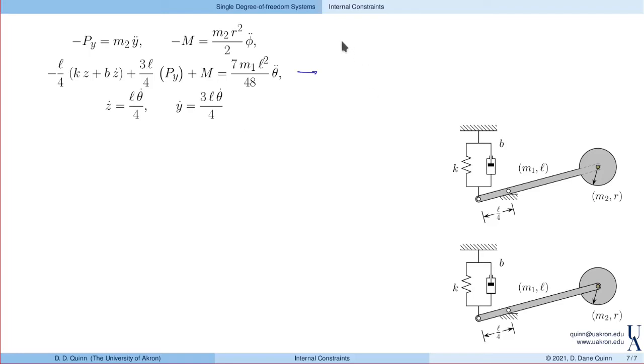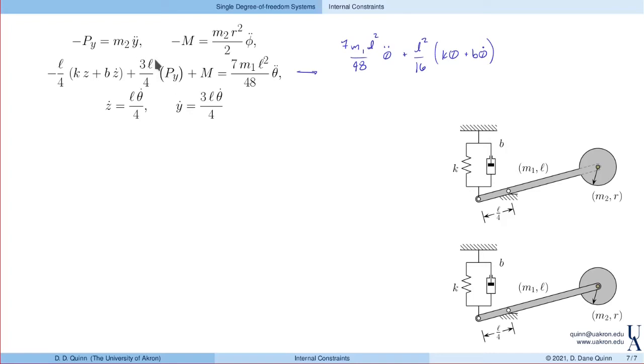And what we find is 7m1 L squared over 48 times theta double dot, which comes from right there. Now, the next two terms will be due to the spring and damper, and that ends up being written as L squared over 16 times k theta plus b theta dot.